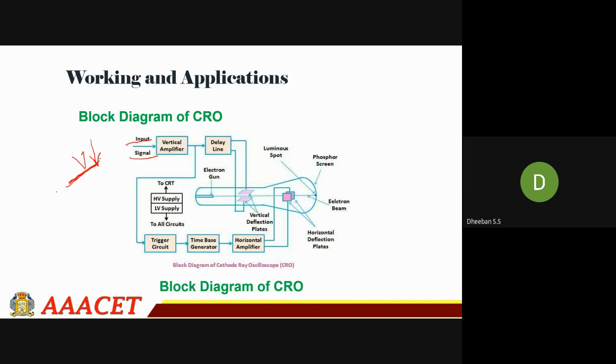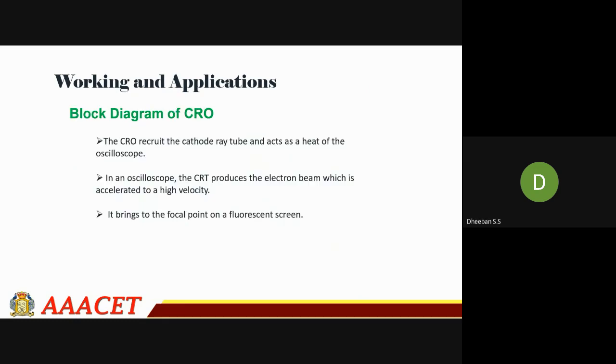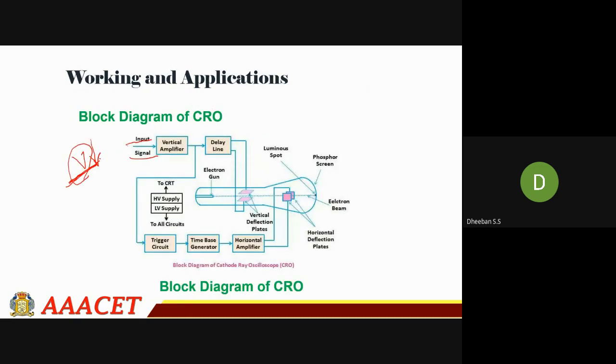Why is it low? Because it has to cross the transformers, that is your potential transformers, and your resistors. After that only it comes to this vertical amplifier. So hence this voltage has to be enlarged, or the magnitude has to be increased. So we'll be making use of this vertical amplifier.